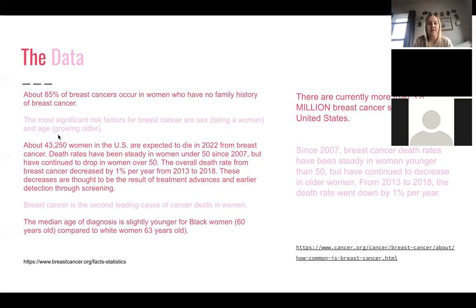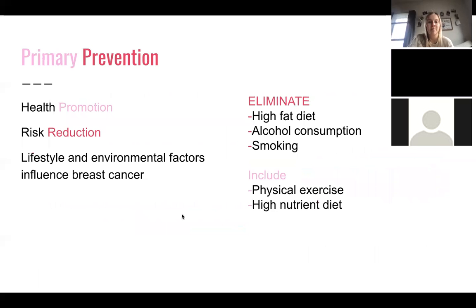Breast cancer is the second leading cause of cancer deaths in women, and the median age of diagnosis is slightly younger for Black women, 60 versus 63 for white women, but it's common in all races. There are currently more than 3.8 million breast cancer survivors in the United States. This includes the people that are still going through treatment, as well as survivors that have cleared it. Since 2007, breast cancer death rates have been steady in younger women, but again, like it says over here, they've decreased for older women.